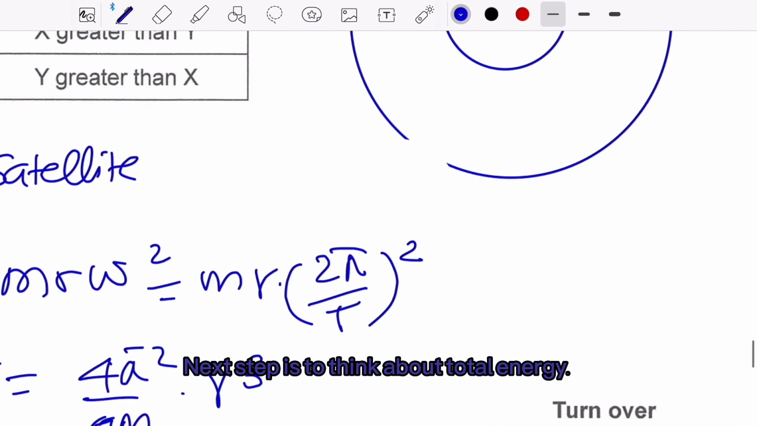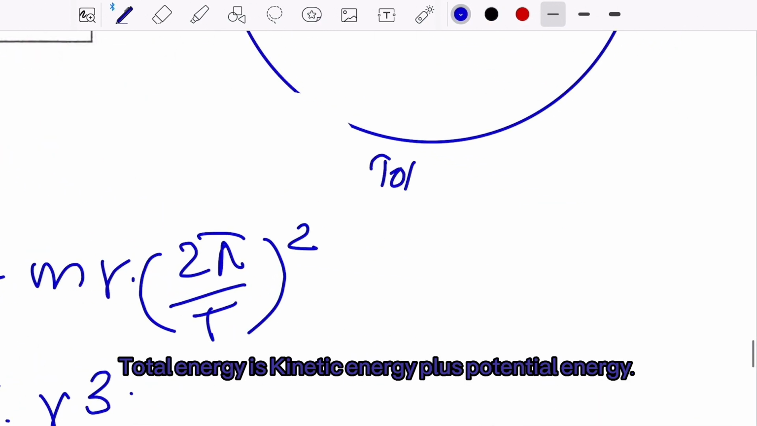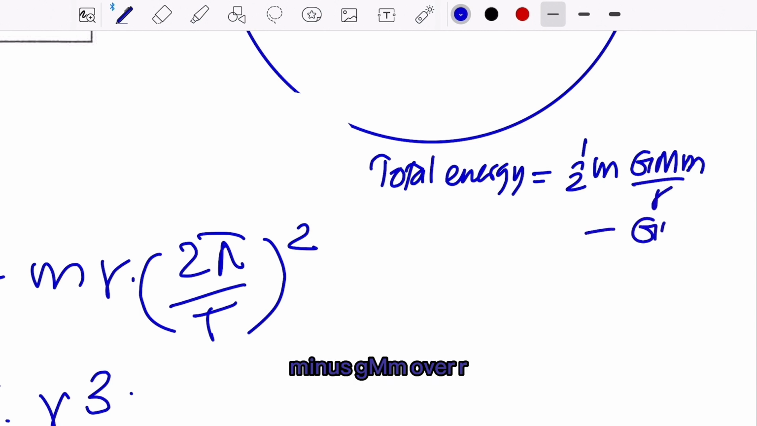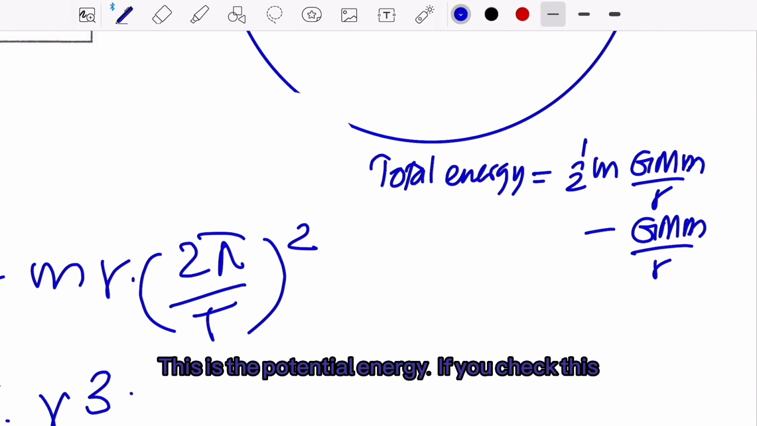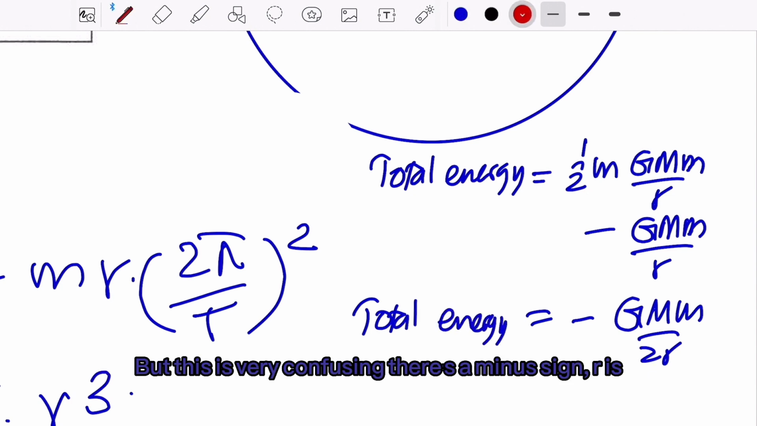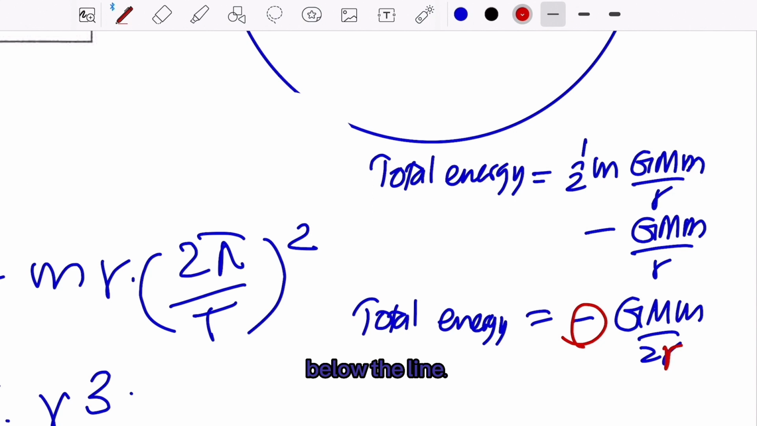Now the next step is to think about total energy. Total energy is kinetic energy plus potential energy: half M V squared, G M over R, minus G M over R, which is the potential energy. If you check this one, minus G M over 2R is the total energy of a satellite. But this is very confusing. There's a minus sign, and R is below the line.